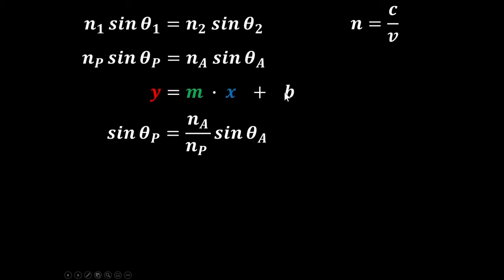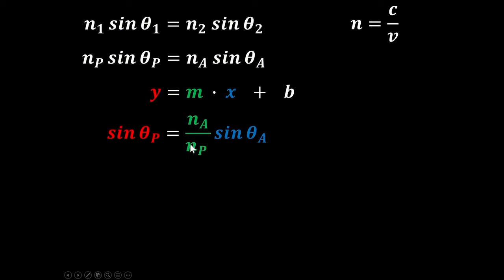So we recognize that as the equation of a line, the slope and the intercept, the x-axis and the y-axis. So instead of graphing the angle that it made in the air and the angle it made in the prism, that wouldn't give us a straight line. We graph the sine of the angle in air on the x-axis and the sine of the angle that it made in the prism on the y-axis.